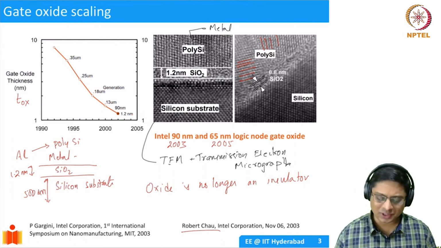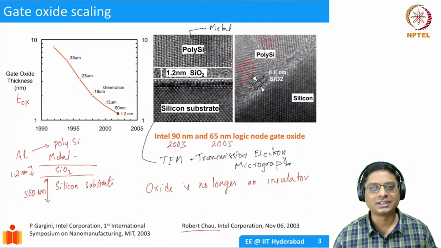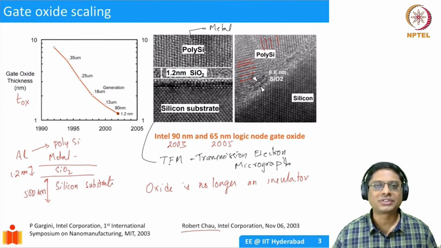And this was solved again by Intel in 2007. Just when I was about to finish my master's, Intel announced this high-K metal gate, and we'll talk about that later in the week. So right now, this is how an actual MOS capacitor looks.